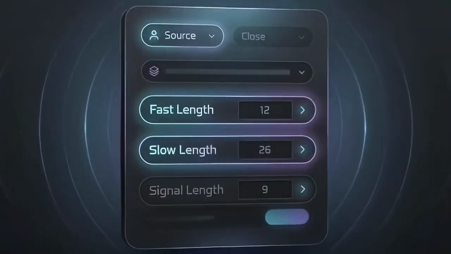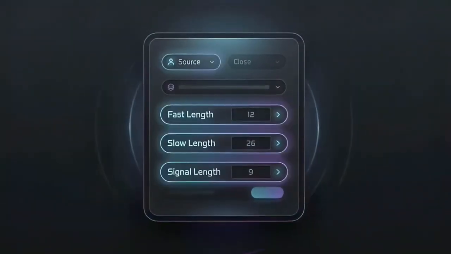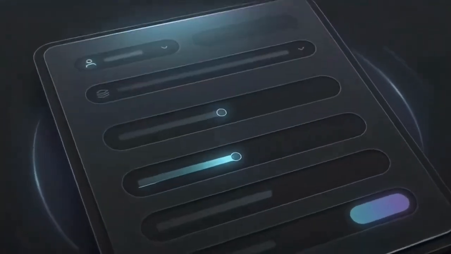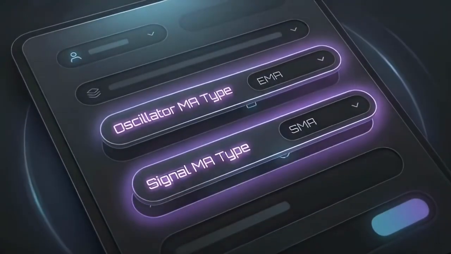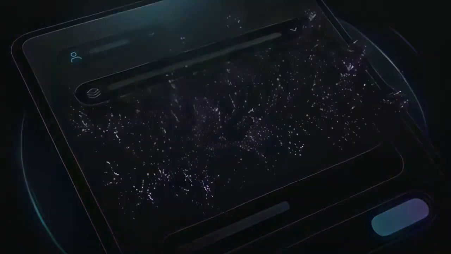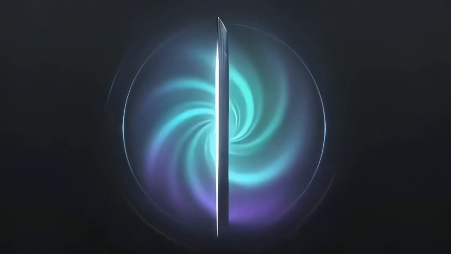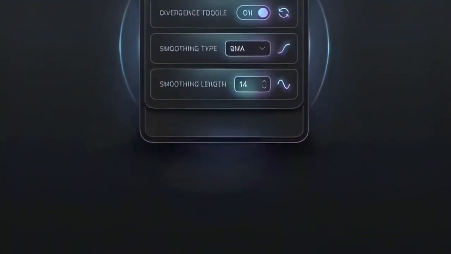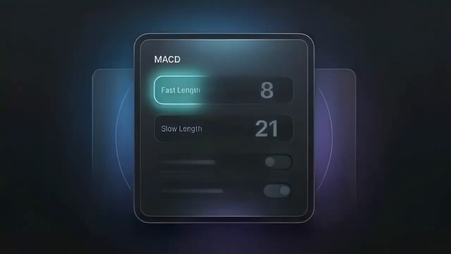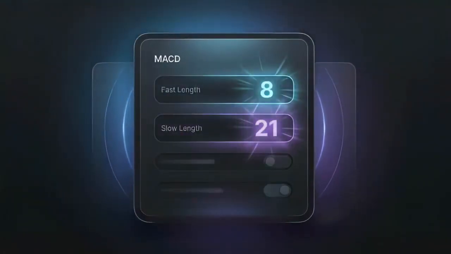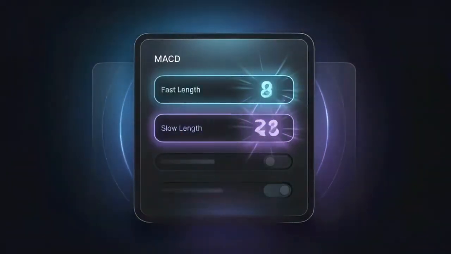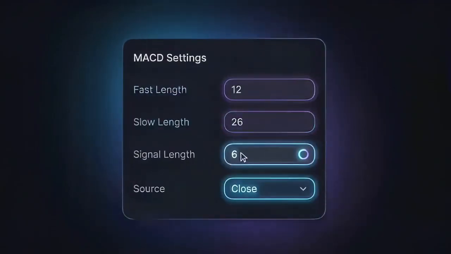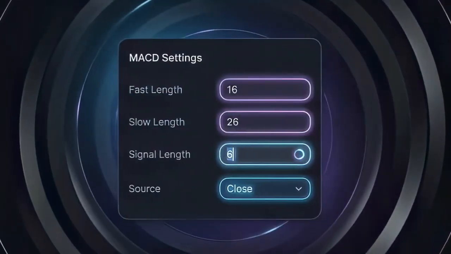The convergence-divergence indicator has 6 of them: source, fast length, slow length, signal length, and 2 drop-downs: oscillator moving average type and signal moving average type. The strength index has 5: length, source, a divergence toggle, and a smoothing moving average with its own type and length. So, on the convergence-divergence indicator, bring the fast length down to 8 and pull the slow length in to 21. Then drop your signal length to 6 while leaving the source on the closing price.